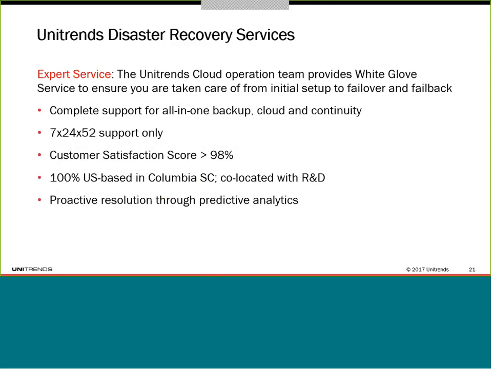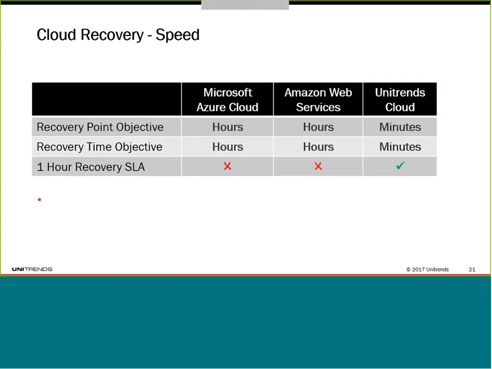Okay, so those are the services that are the difference between a hyperscale cloud and Unitrends continuity cloud. Now let's talk about speed. If you go to Microsoft or Amazon and ask them about their recovery point objectives and their recovery times, they will tell you that it's generally measured in hours. And ours is seconds or minutes.